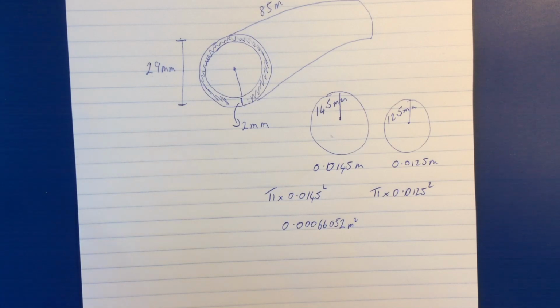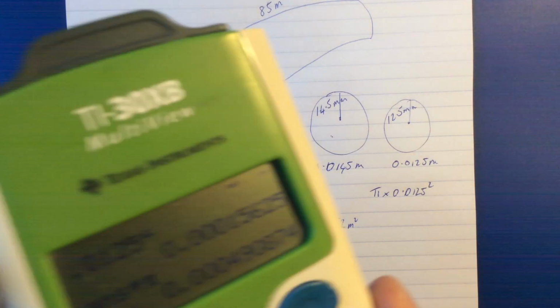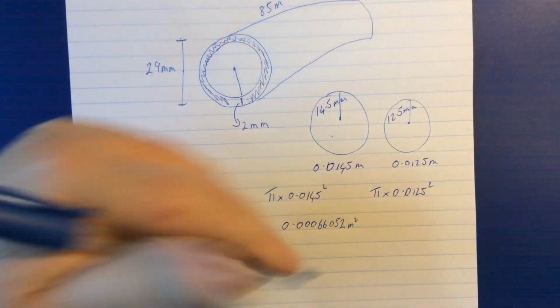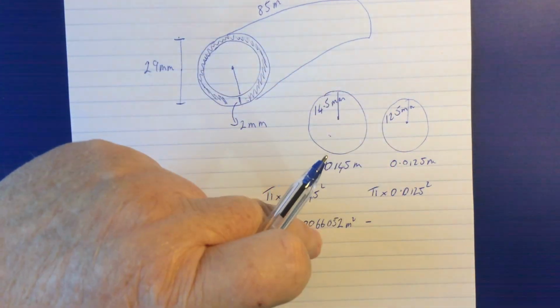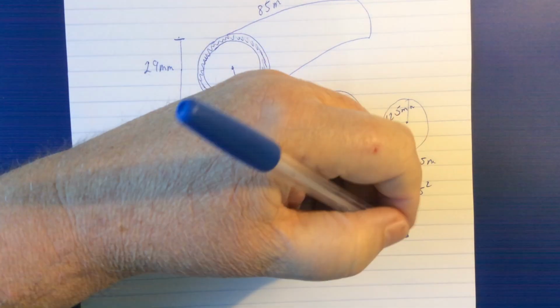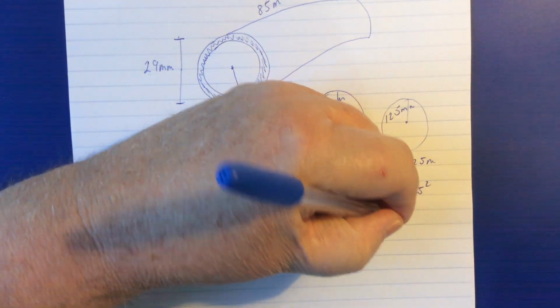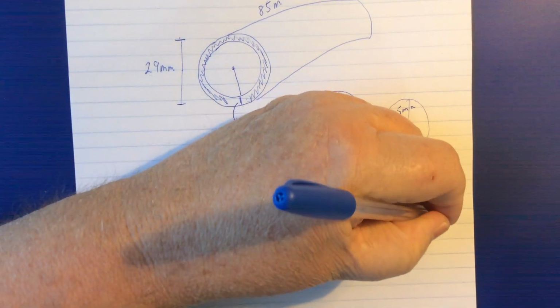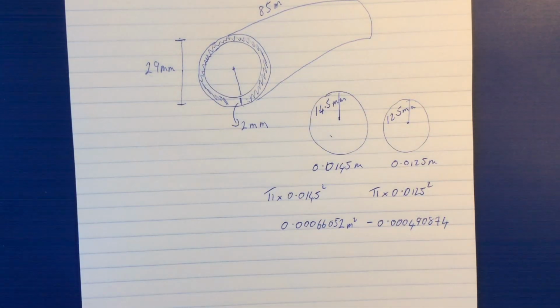Now we'll do the same for the 12.5 millimeter radius here. So 0.0125 squared times pi equals that number there. I hope you can see that. Sorry, the light is playing on that. There we are. So what we're doing is we're taking the smaller number from the larger number. So it is 0.000490874, and I'll just work out what that is.